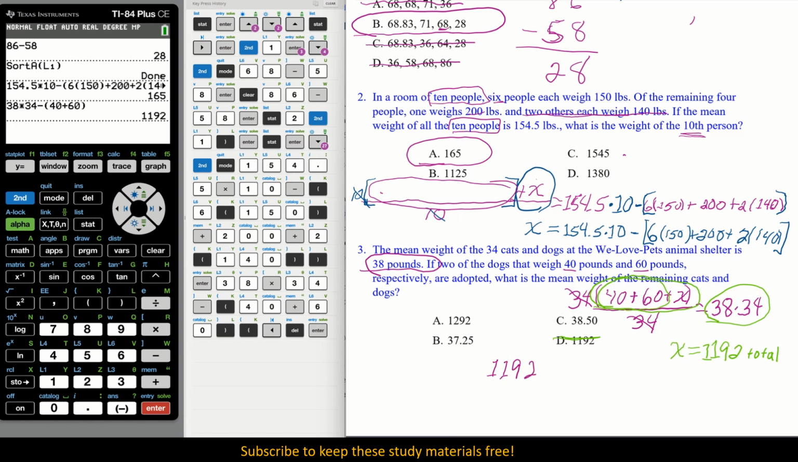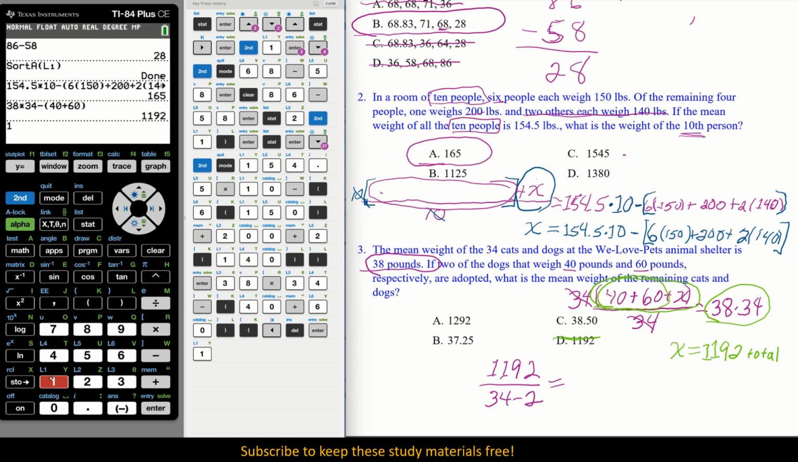Well, what is our number of pets? That's 34 minus these two right here, the 40 pound, okay? Two dogs. One was 40 pounds, one was 60 pounds. We subtract them out. So let's put this in the calculator.